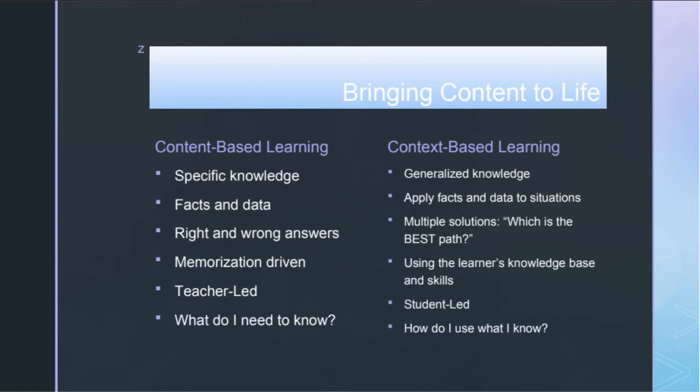So in my mind, it's a good integration of both the traditional sage on the stage and the facilitator role of an instructor to allow the students to construct their own knowledge. Okay, we're applying facts and data to new situations. Instead of looking for strict right and wrong answers, we're looking for multiple solutions. Which is the best path? Which is the way that you could solve this problem?